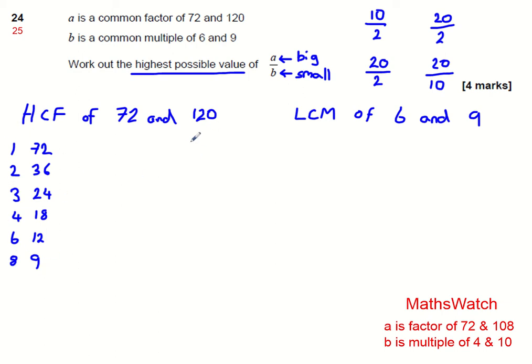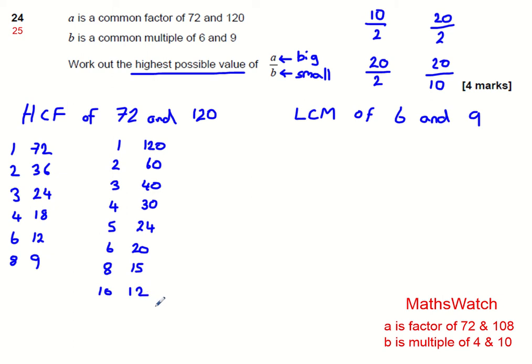Now if we do the same for 120, we've got 1 and 120, 2 and 60, 3 and 40, 4 and 30, 5 and 24, 6 and 20, 7 doesn't go in, but 8 and 15, 9 doesn't go in, but 10 and 12 do.